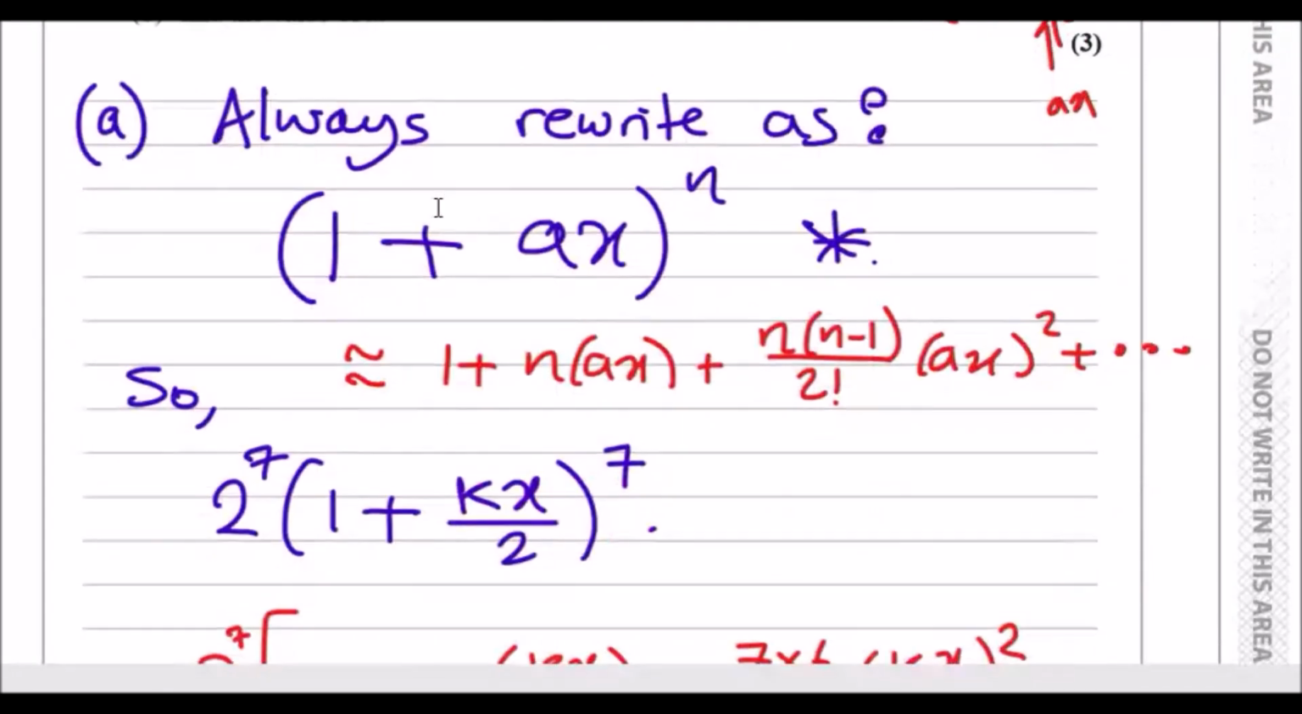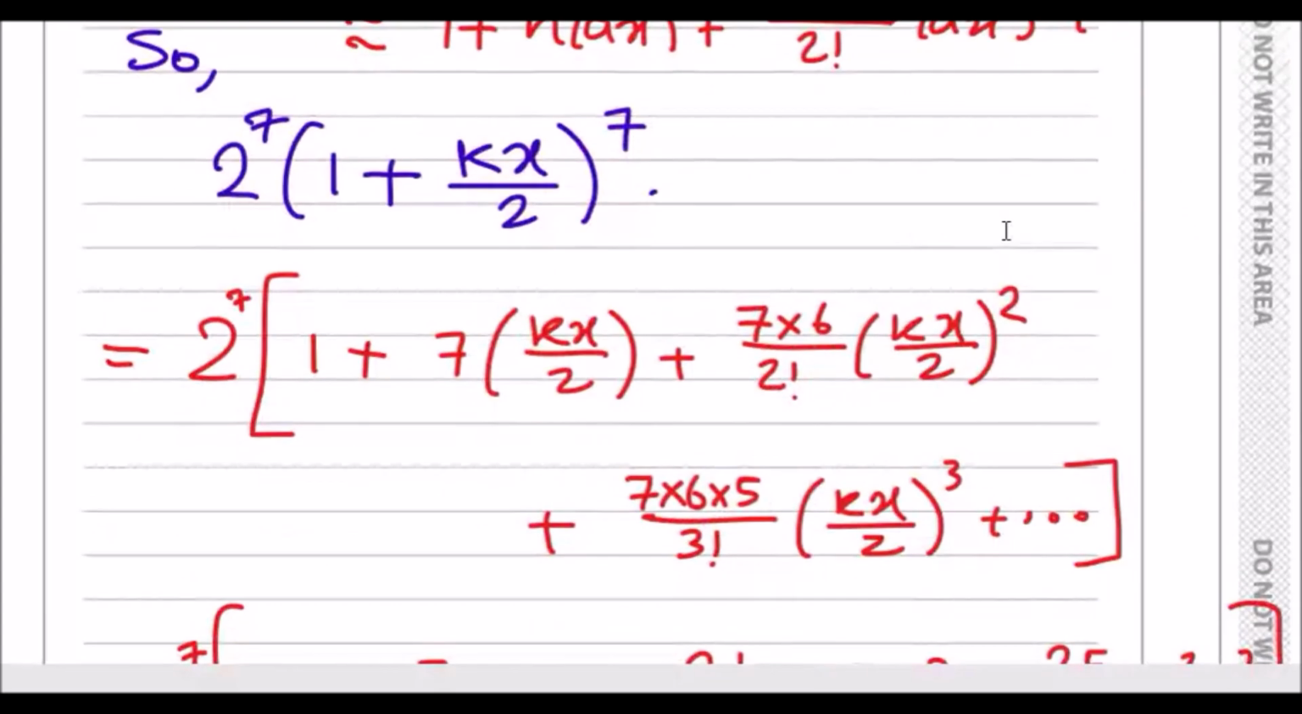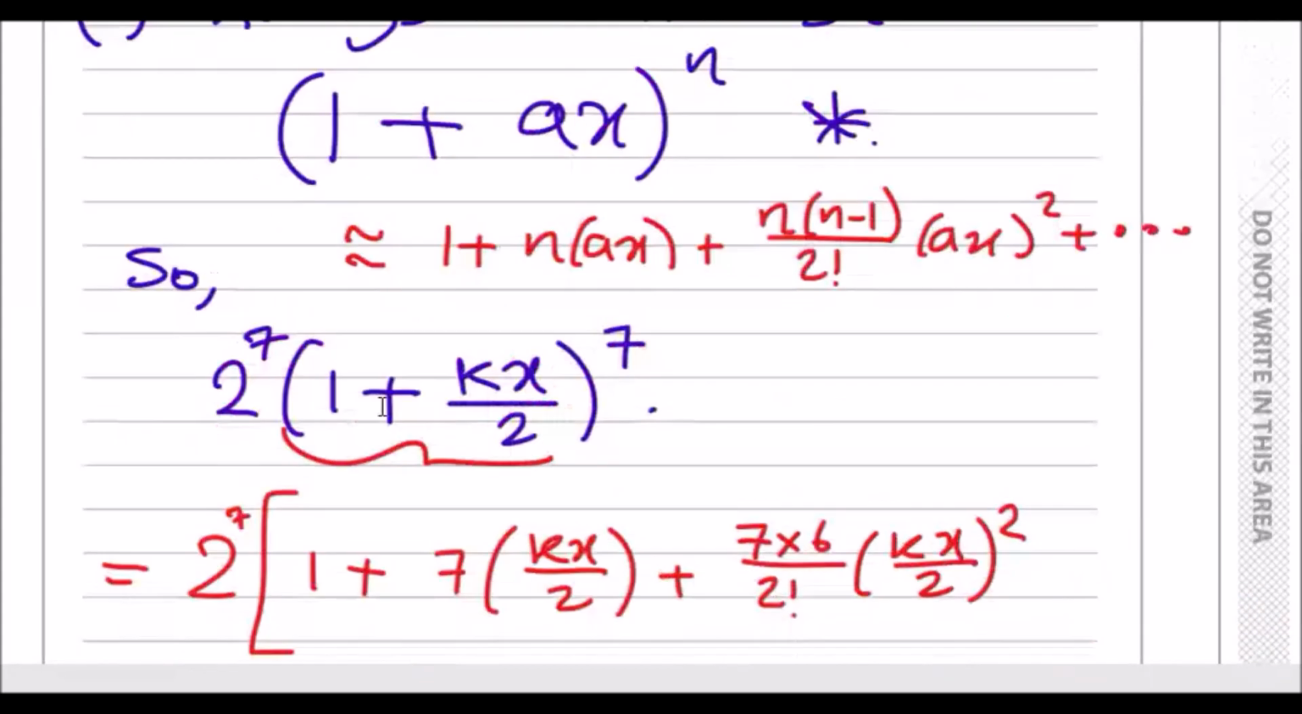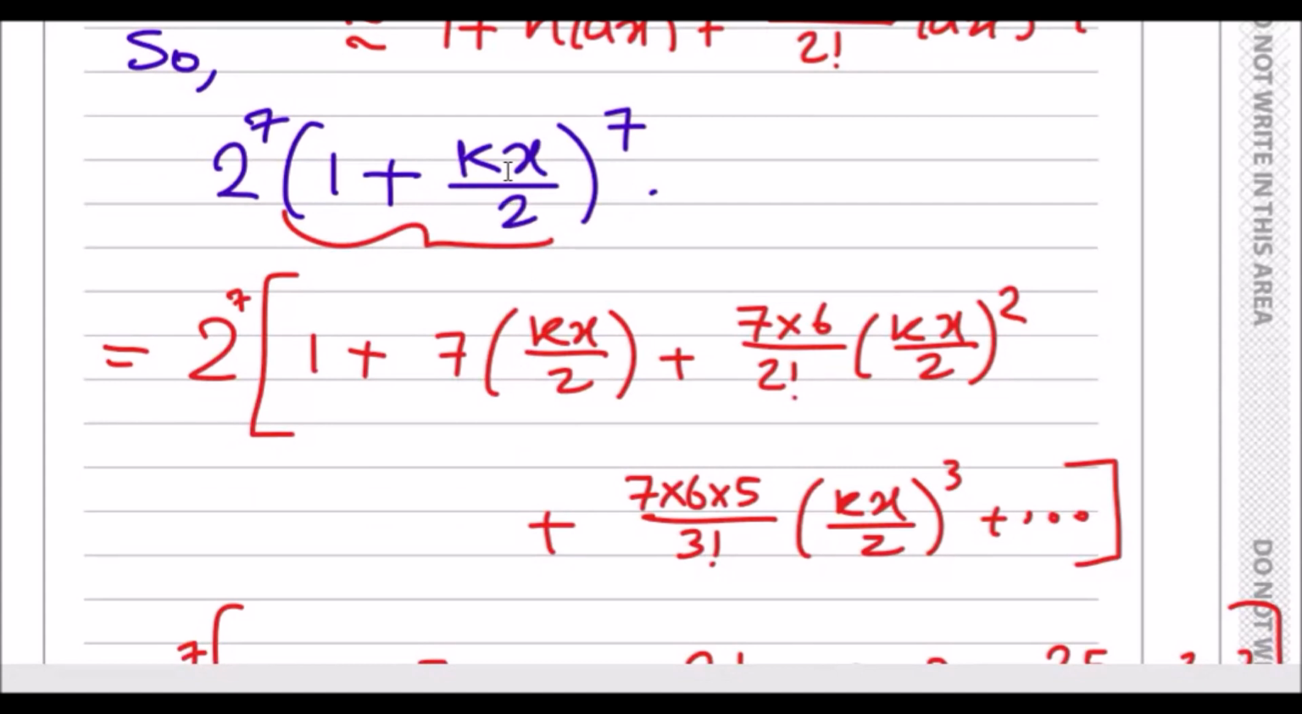So now let's go ahead and expand using our method. So far we've got this. Now we want to expand only this bit. By doing that, we're going to follow the method above. So again, it's always going to be 1 plus 7 times the ax part, which is kx over 2. So this is the first term and this is the second term.